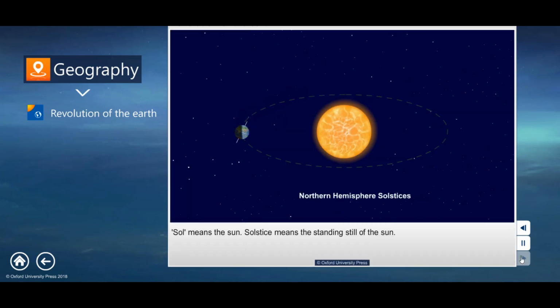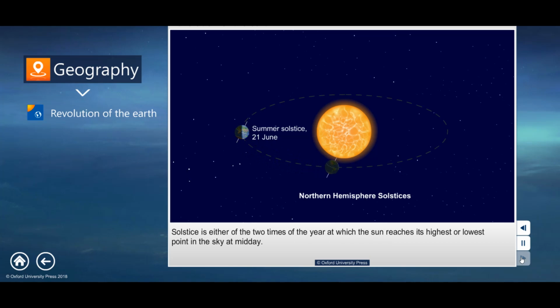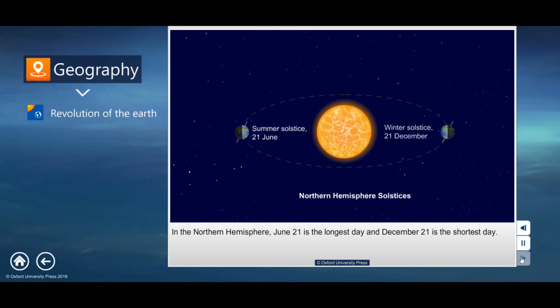Sol means the sun. Solstice means the standing still of the sun. Solstice is either of the two times of the year at which the sun reaches its highest or lowest point in the sky at midday. In the northern hemisphere, June 21st is the longest day, and December 21st is the shortest day.